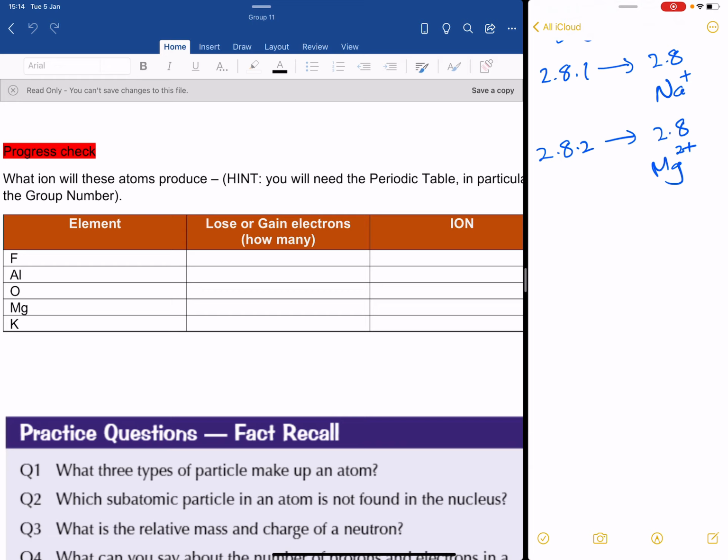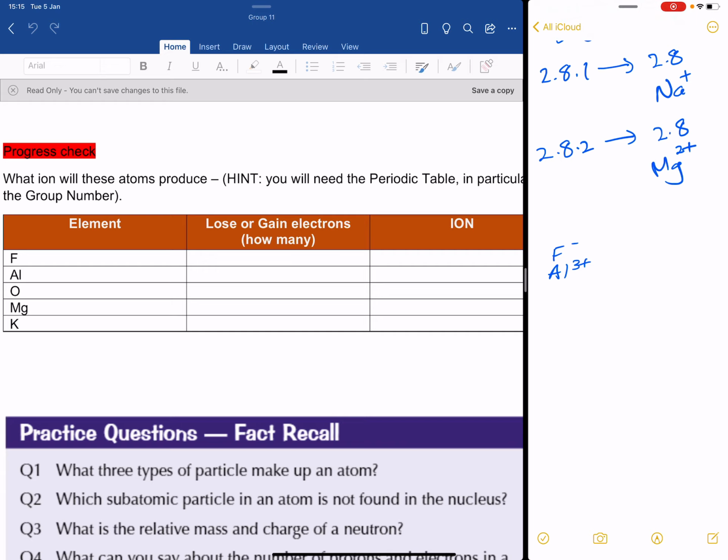Okay, if we move on. So fluorine is in group 7. It's a non-metal. It's got 7 electrons in the outer shell, so it wants to gain 1. And when it does, it becomes F minus. Aluminium is a metal, so metals lose electrons. It's in group 3, so it wants to lose 3 electrons. So the ion will be Al3 plus.